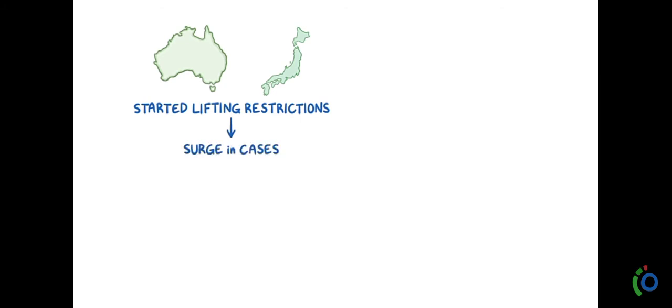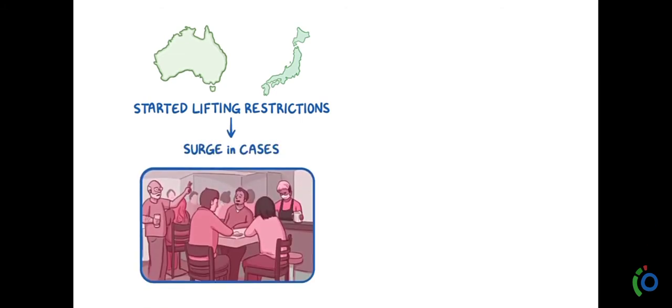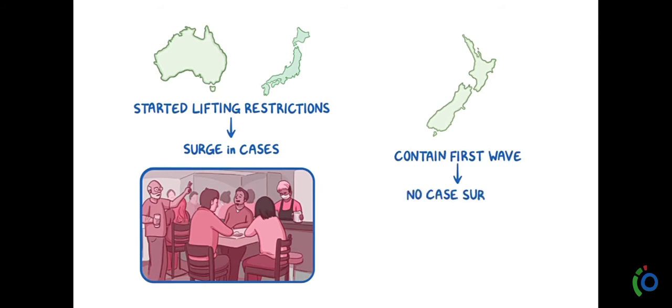The surge can largely be attributed to some people disregarding social distancing norms and gathering in pubs and restaurants. On the other hand, countries like New Zealand that managed to contain the first wave have not seen case surges after relaxing the restrictions. Now, in terms of mortality, the data shows that COVID-19 mortality rates differ by group.